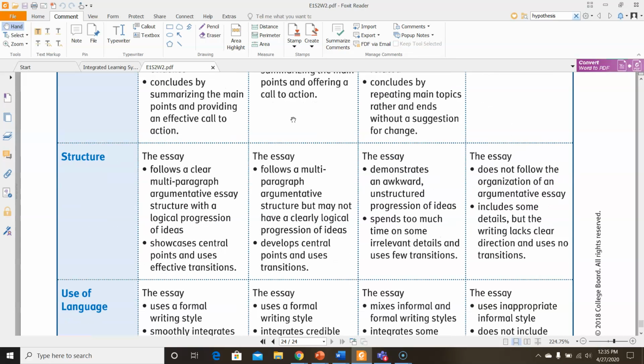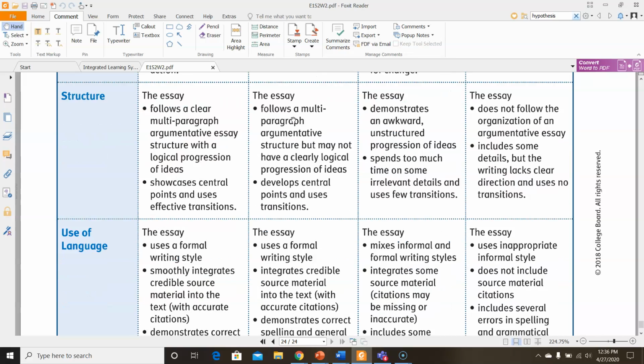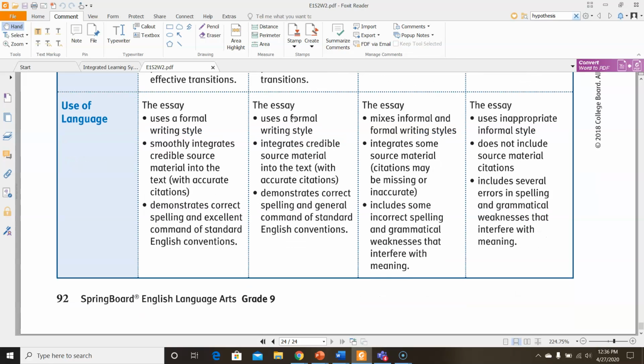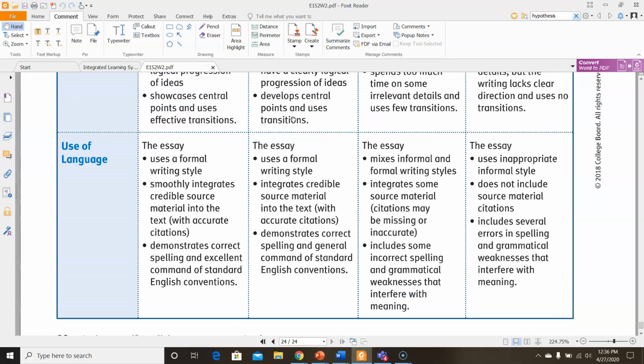For the structure, the essay must follow a multi-paragraph argumentative structure, but may not necessarily have a clearly logical progression of ideas, but it does develop central points and uses transitions. For use of language, your essay uses a formal writing style and integrates credible source material into the text with accurate citations and demonstrates correct spelling and general command of standard English conventions. And that's pretty much it.